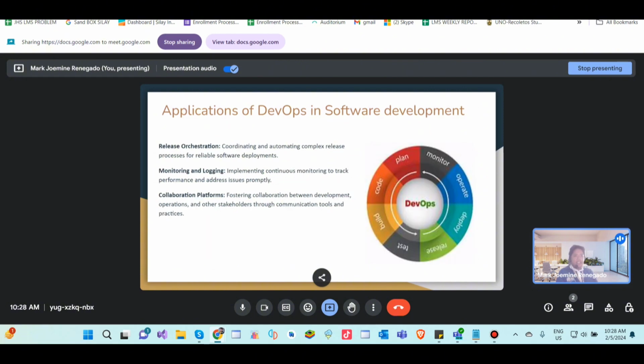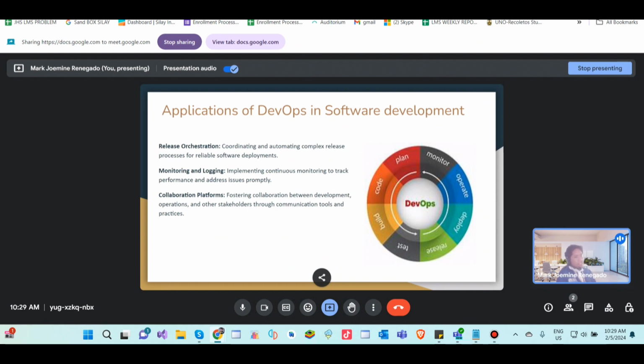So next is release orchestration. So coordinating and automating complex release processes for reliable software development. Monitoring and logging. So implementing continuous monitoring to track performance and address issues promptly. And last but not the least is the collaboration platform. So this is the method that DevOps uses in order to communicate between the development team and the operations team, fostering collaboration between development, operations, and other stakeholders.